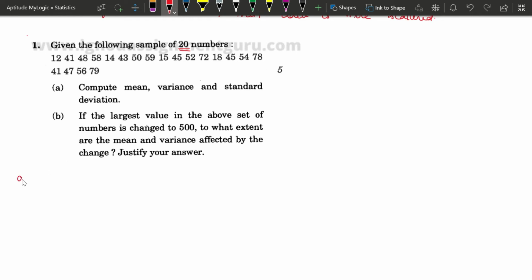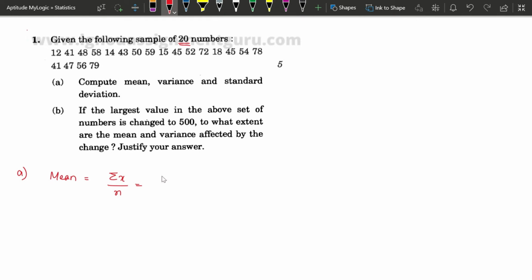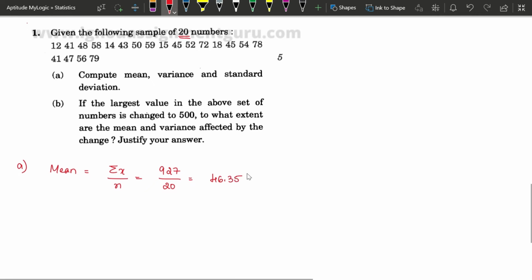What is mean? It is just the sum of all the values divided by number of values. That is mean. I'll not write all these values, I'll just add all the 20 values. I have added all these values, it comes to 927, and divided by the total number of values, which is 20, that gives 46.35. This is mean.